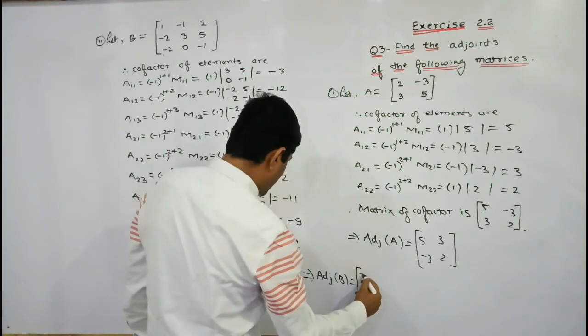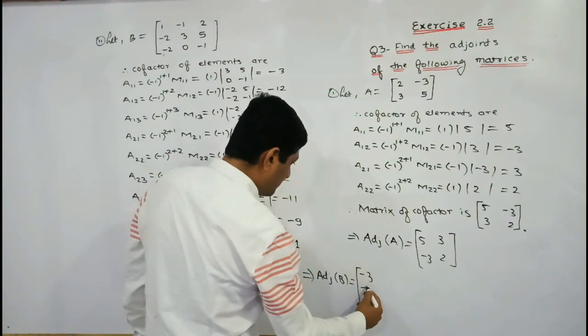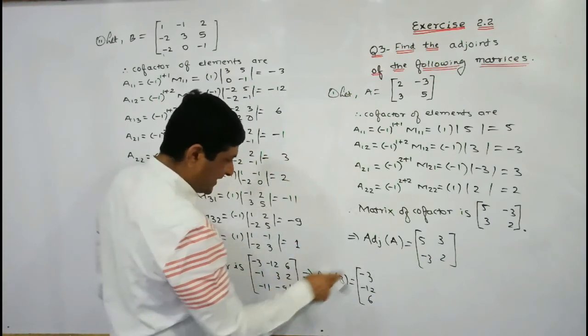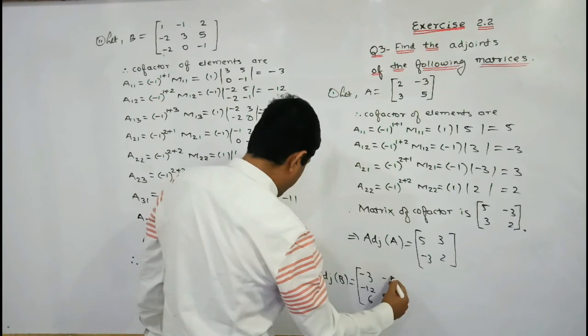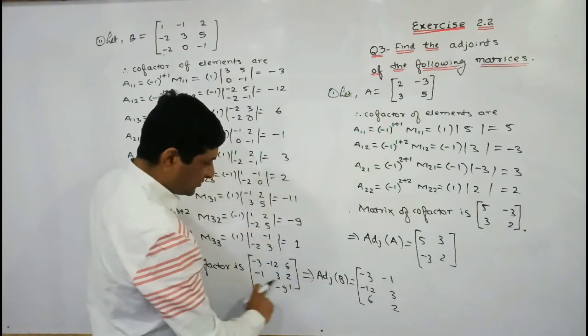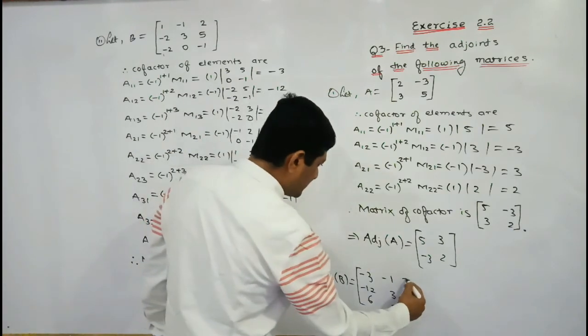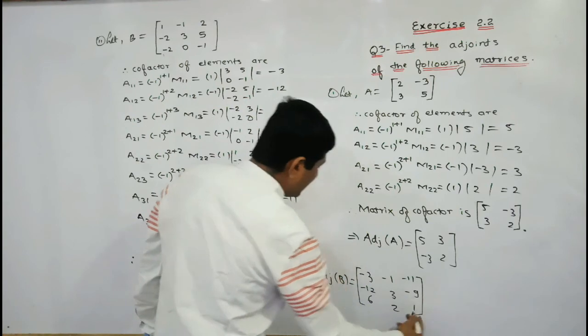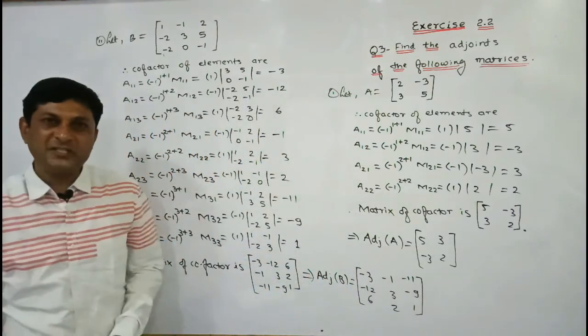So here the elements of the first column are -3, -12, 6. To find the elements of the second column, convert the second row into the second column: -1, 3, 2. Now lastly convert the third row into the third column, that is -11, -9, 1. In this way we have got the adjoint of this matrix.